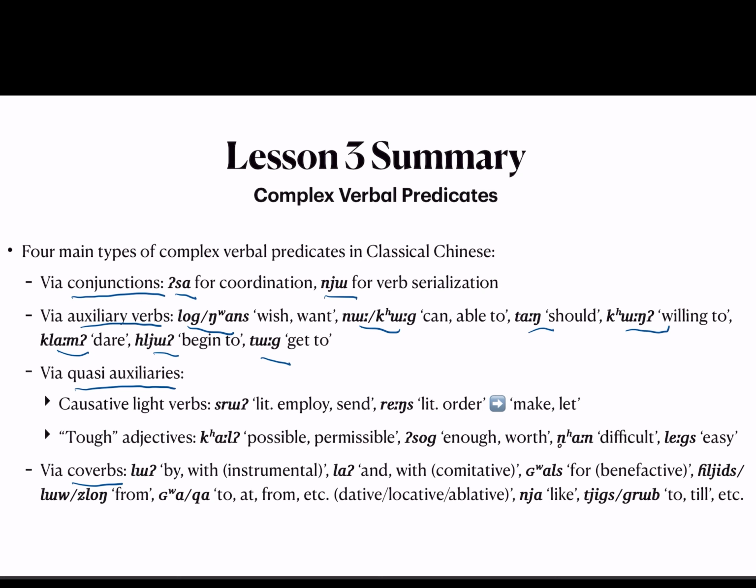The 2 types of quasi-auxiliaries for complex verbal predicate formation are causative-like verbs and tough adjectives. Finally, I have learned numerous coverbs or prepositions. These are le, by or which, la, and or with, guas, for, please, lo, or zlong, from, gua or ka, to, at, from, etc., nya, like, tigs or grub, to or till. So that's all for today.